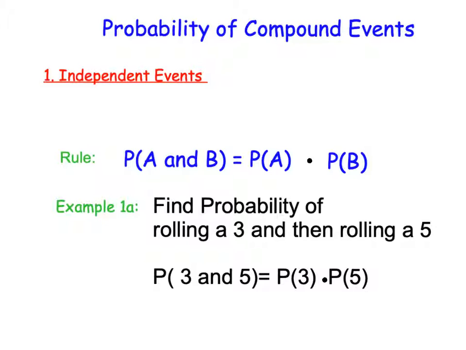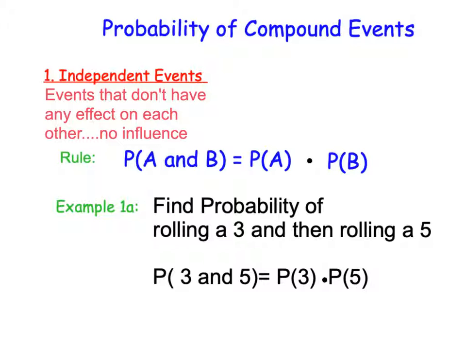Looking at independent events, those are events that don't have any effect on each other. The rule to calculate that type of probability is quite straightforward. The probability of event A happening and event B happening is simply the product of the two separate probabilities.